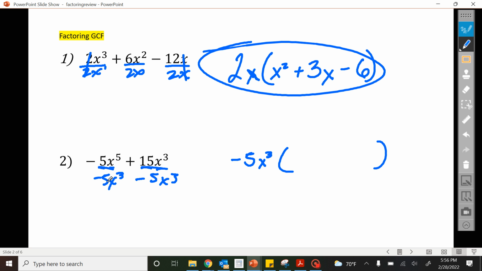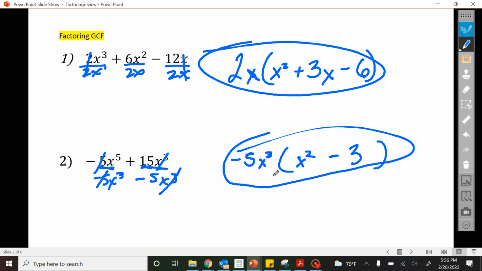So negative 5 out of negative 5 cancels. X to the 5th, taking out x cubed, you're left with x squared. Okay, 5 minus 3 leaves you with x squared. For the next term, it's actually going to be negative because dividing this positive number by a negative changes it to negative. And 15 divided by 5 is 3, and the x's are gone because this is x cubed and so is this. So we are left with negative 5x cubed and x squared minus 3 as our two factors.